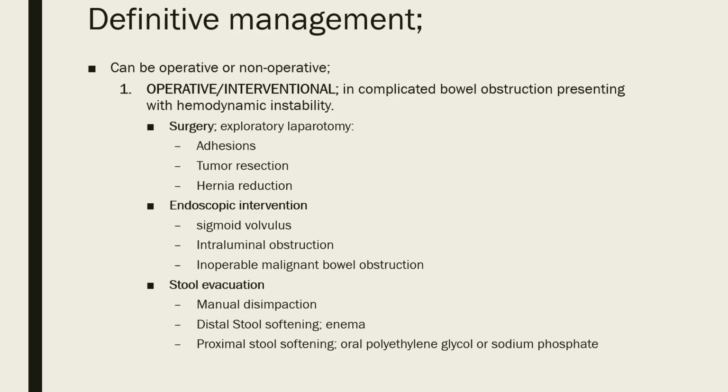Endoscopic intervention, meaning you don't have to cut the patient open. What are these indications? Sigmoid volvulus, intraluminal obstruction, inoperable, malignant bowel obstruction. So essentially, you don't need to go in. It's sort of like some sort of stenting, but it's not really, there's not really any stenting. How do I put it? It's more of recanalization of the lumen, if that makes sense, right? So you're trying to manually reopen that lumen, but you're not also trying to open up the patient, right?